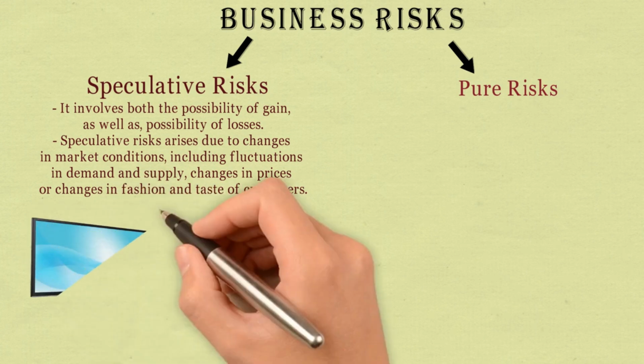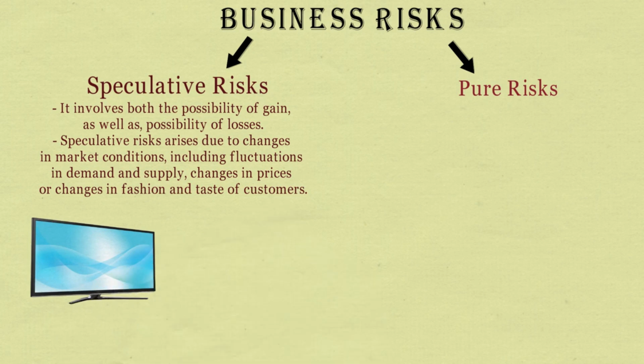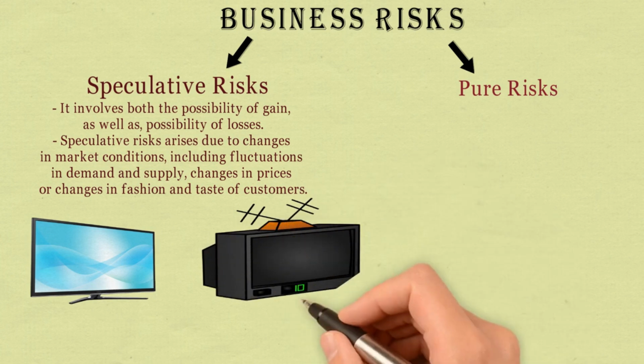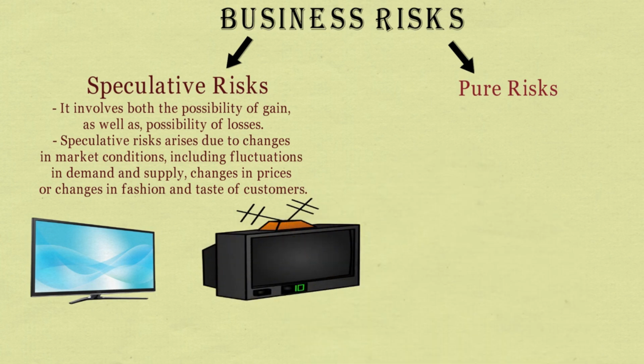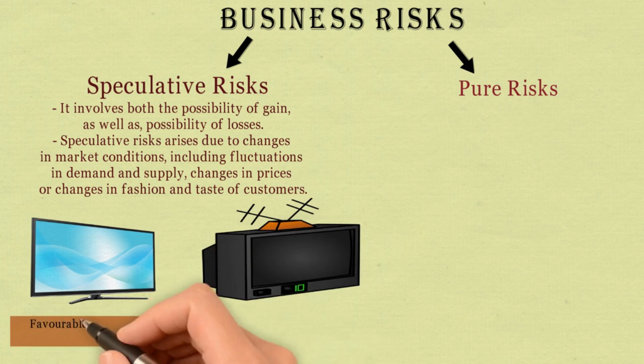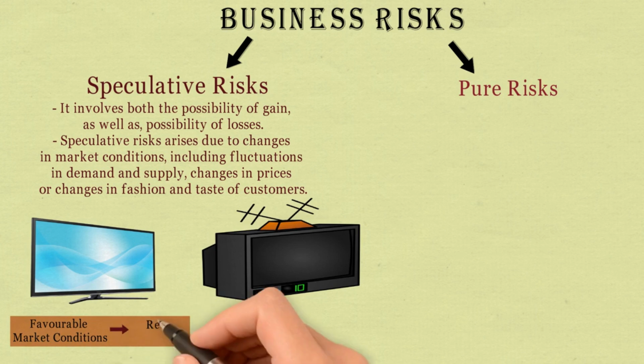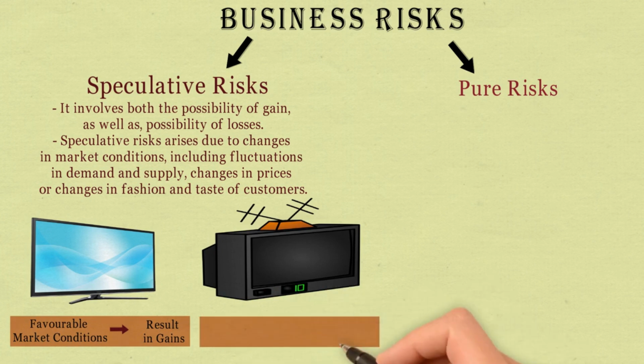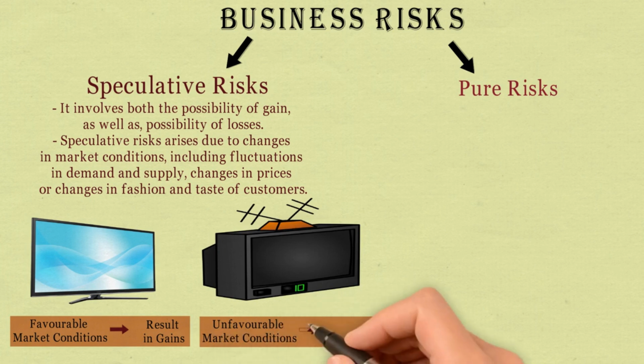This can be explained through a very simple example of trend in televisions. Unlike now, where LCD or flat screens are popular, CRT televisions were popular in 1900. Thus, for LCDs, at present it's a favorable market condition resulting in gains, whereas for CRT televisions it's an unfavorable market condition resulting in losses.